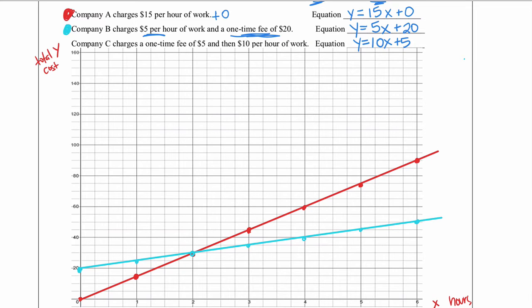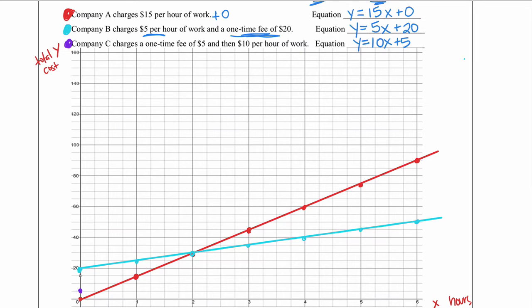Company C, let's do that one in, I don't know, let's use green. Is that a different enough color? No, let's use a different color. Let's go with dark purple. Company C has a one-time fee of $5 and $10 per hour. So $5 is a one-time fee, a starting cost right there.